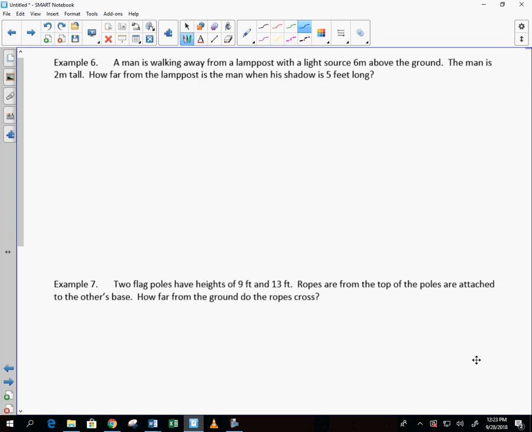Okay, just two problems today. A man is walking away from a lamppost with a light source 6 meters above the ground, and the man is 2 meters tall. How far from the lamppost is the man when his shadow is 5 meters? I went to meters. I don't want to try to do changing of rates and lengths and stuff like that.